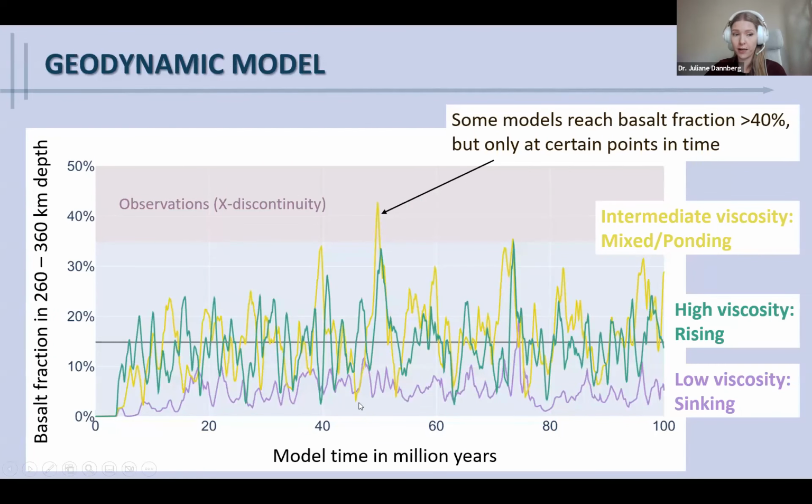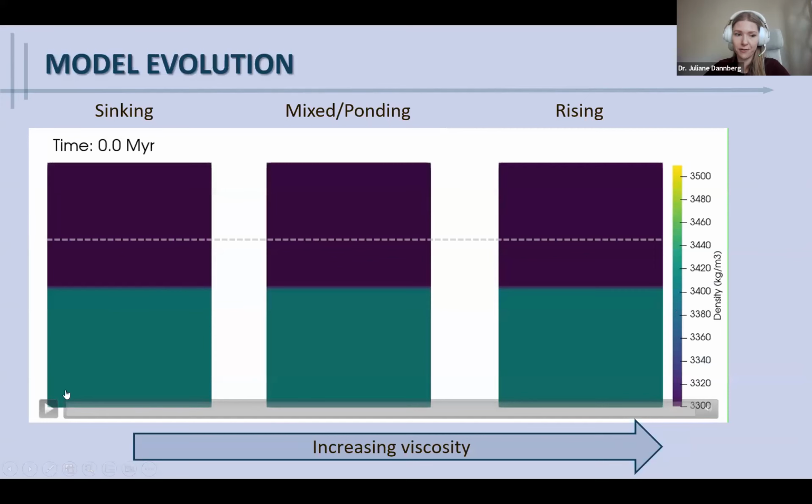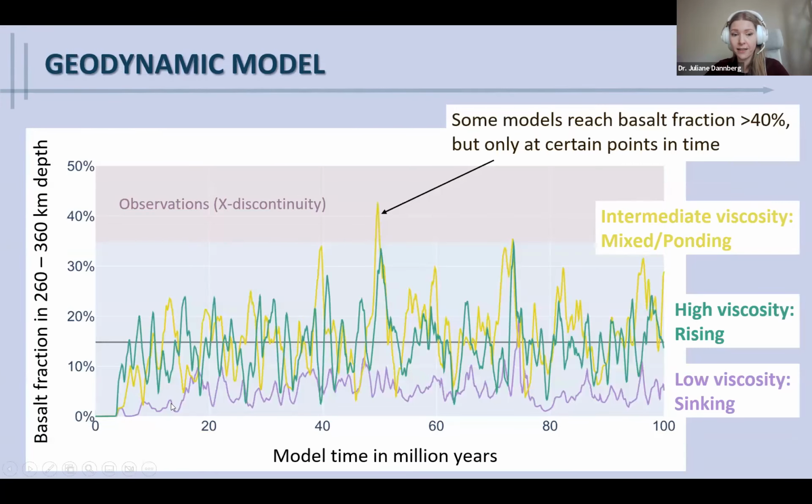So here, each curve represents the average amount of basalt, averaged over a layer of 100 kilometers width, so between 260 and 360 kilometers depth. So that's sort of the band just around the coesite-stishovite transition. And it's plotted over time, so throughout the model evolution. And then each different color is a different model, where the purple curve represents the model that we saw on the left, the one here with the very low viscosity. And we can see that was the one where basalt is not carried towards the surface, and we see that represented as very low basalt fractions, below 10% throughout most of the time.